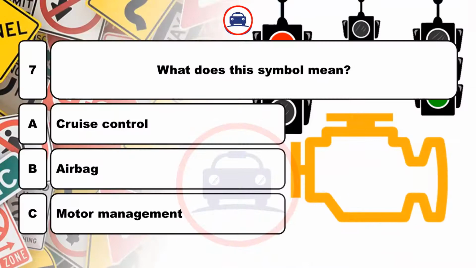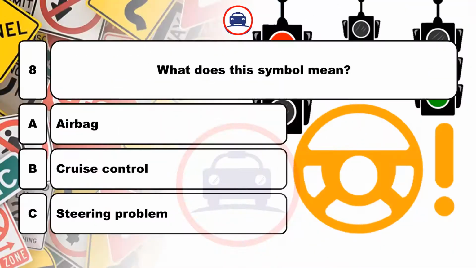What does this symbol mean? A. Cruise control. B. Airbag. C. Motor management. Correct answer C. Motor management.